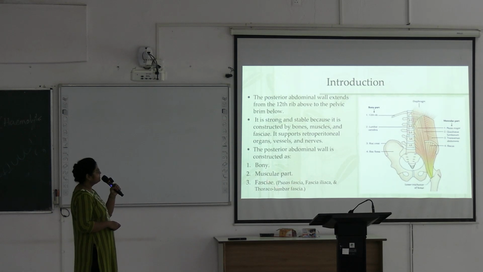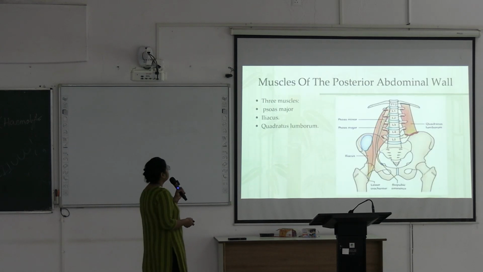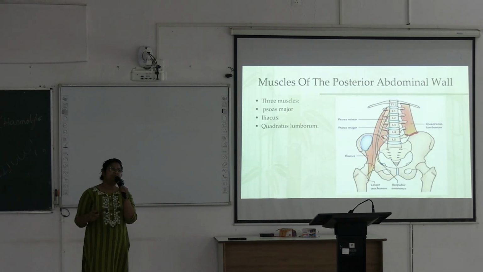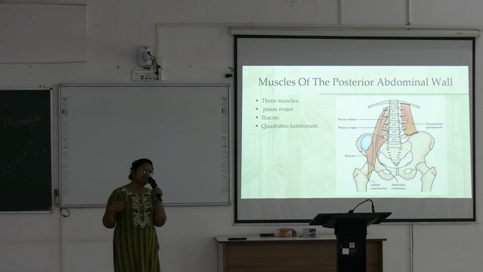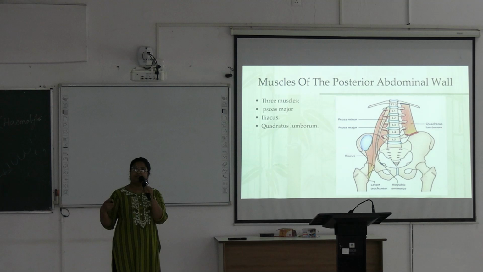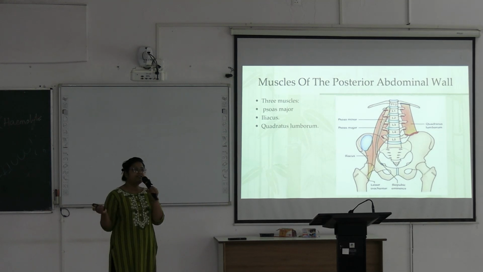Fascia are the psoas fascia, fascia iliaca and thoracolumbar fascia. Next. So bones forming the posterior abdominal wall are the 12th rib, the iliac crest, and the bodies of the vertebrae. All these are bony part. Rest is muscular and fascia.